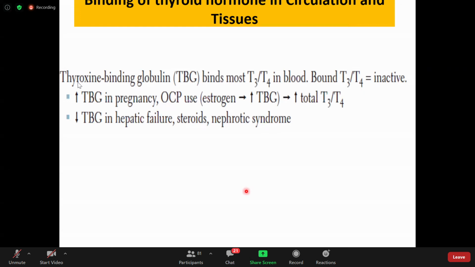So although the person is euthyroid, that means the effect of these hormones is normal because the amount of free T3, T4 is not higher, you would have a larger amount of total T3, T4, bound and unbound, because it has stimulated the thyroid gland to produce more thyroxine. Okay, is it clear?